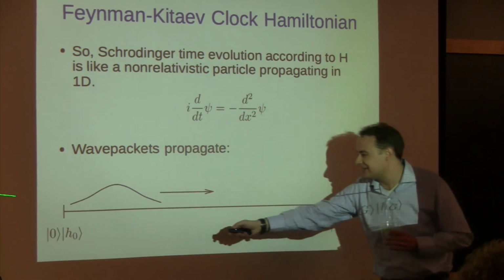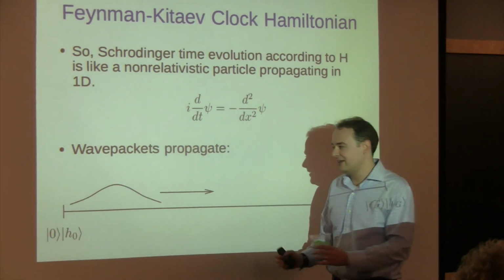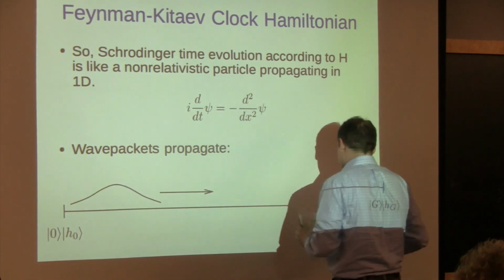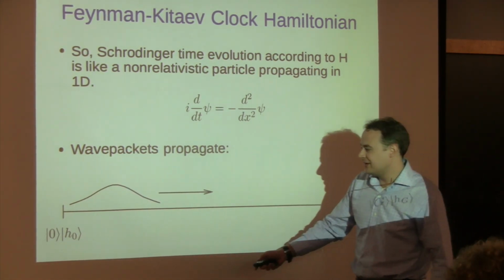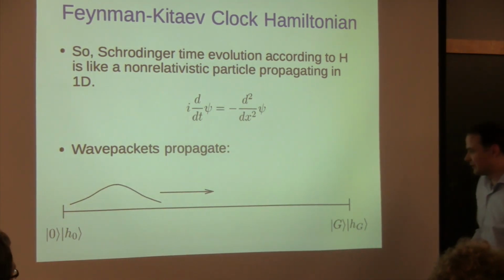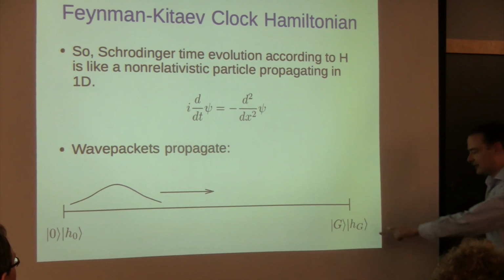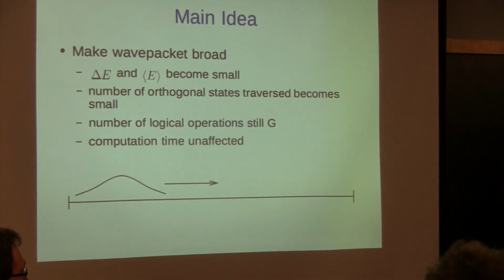We can make wave packets, like maybe little Gaussians or something, that have some momentum programmed into them, and they will just propagate down this line. And so at the beginning, you have a superposition where it includes this initial state, and at the end, you have some superposition that includes this final state where the computation has been finished. But this is to describe the clock.